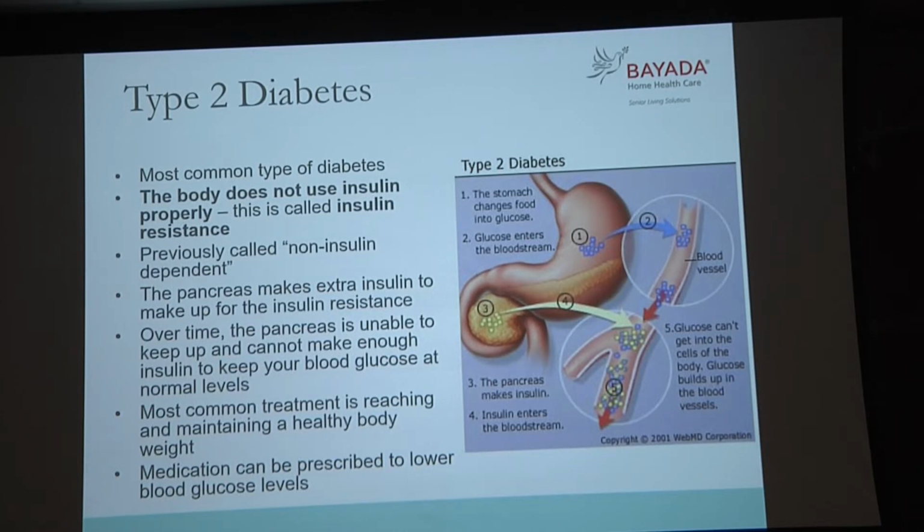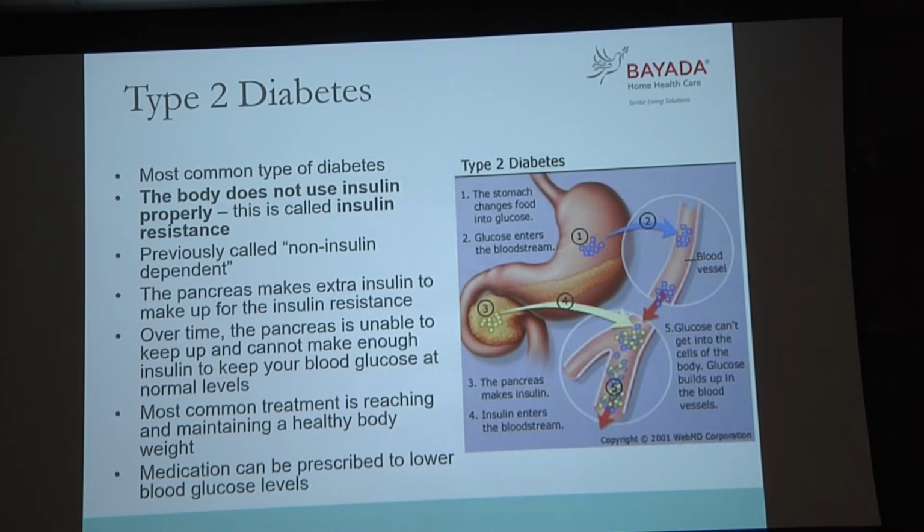So this diagram, same thing, the stomach changes the food into glucose, the glucose enters the bloodstream, but in this one, number 3, the pancreas is able to make insulin, and insulin does enter the bloodstream, but the glucose can't get into the cells of the body, and that builds up in the blood vessels. So kind of the same issues you get with type 1 and type 2, just a little bit different mechanism of the disease.